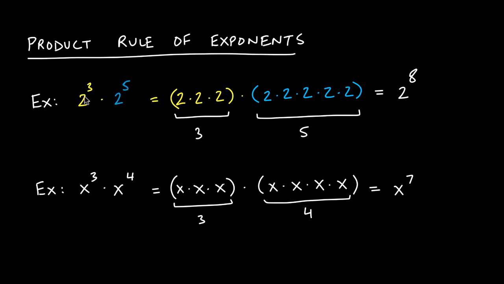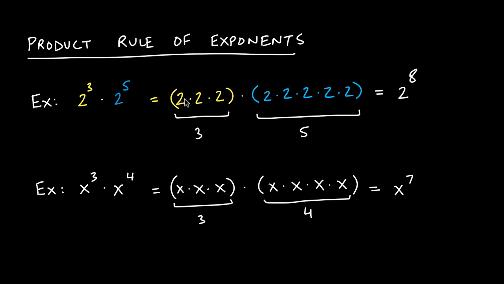What that means is, I have 3 of these 2s that I want you to multiply. So I have 3 terms here, 2 times 2 times 2. That's by the definition of exponents. 2 to the fifth, or 2 to the 5 power, means that I want you to multiply 2 by itself 5 times. So that's why we have 5 terms here.